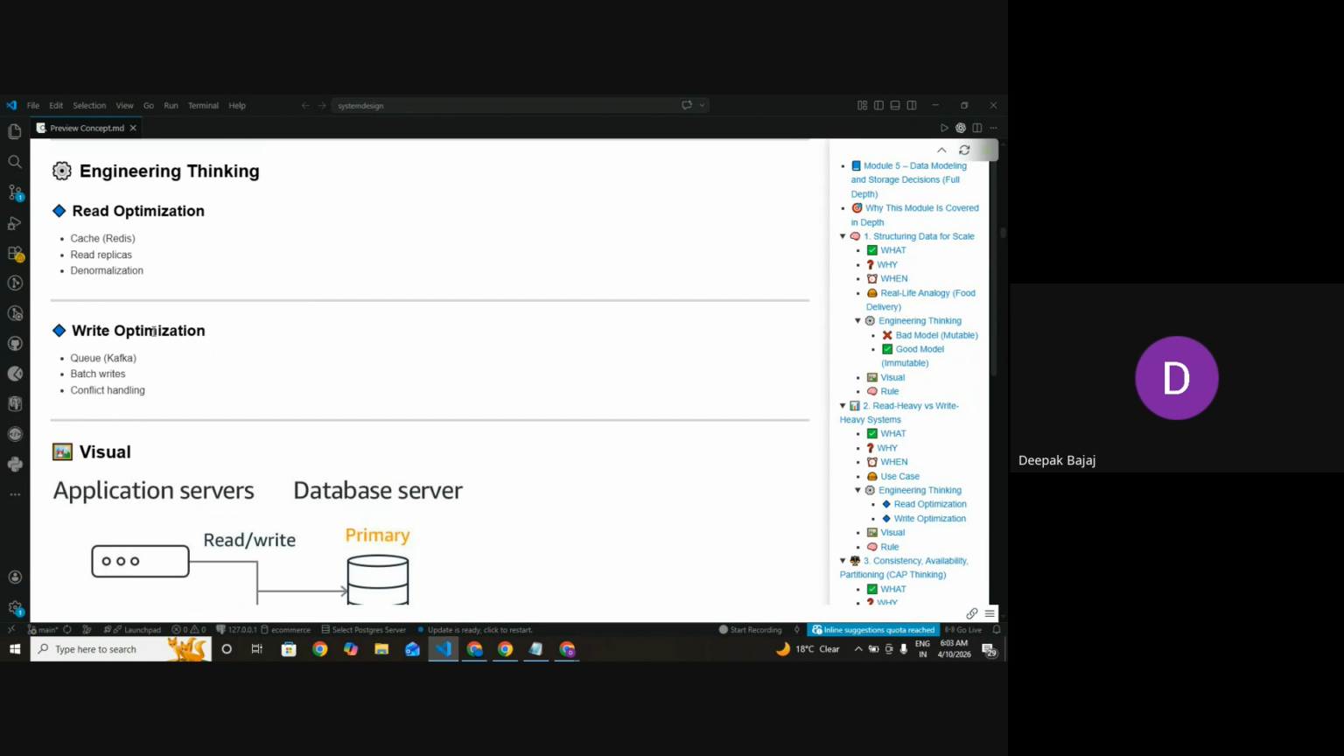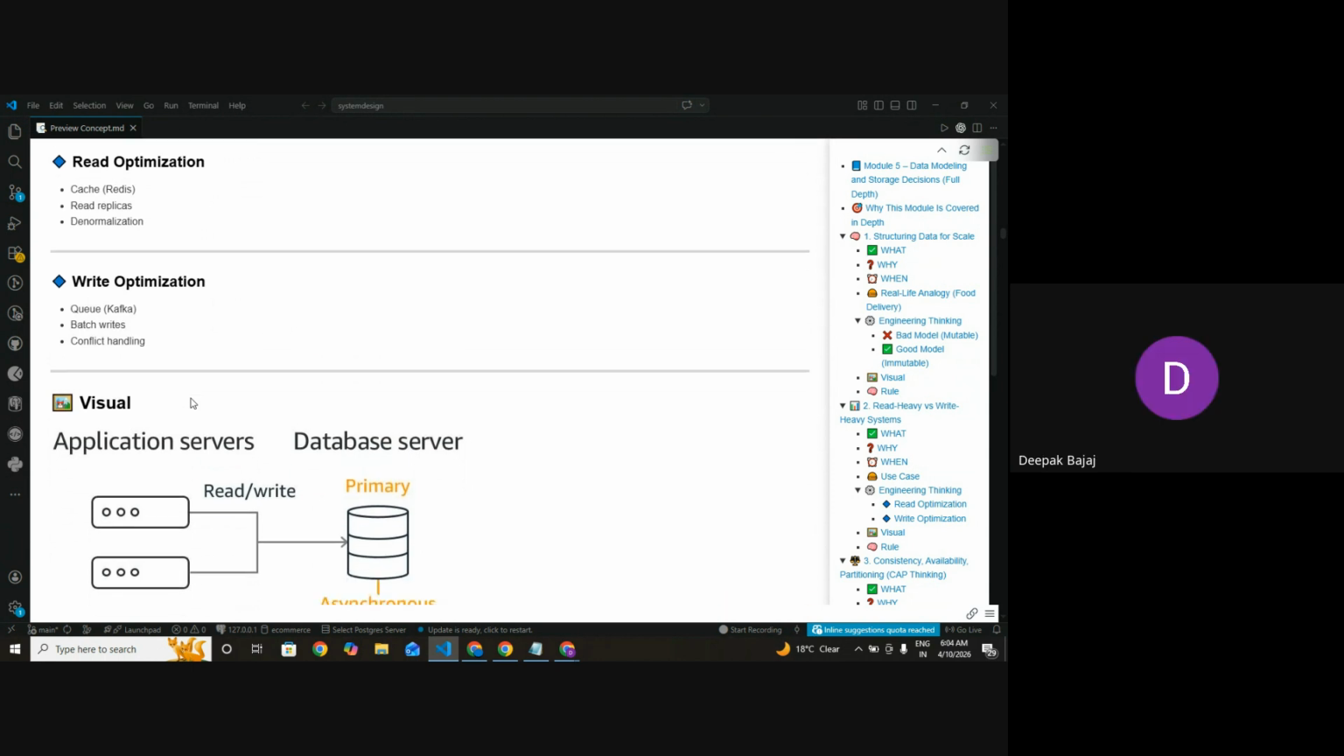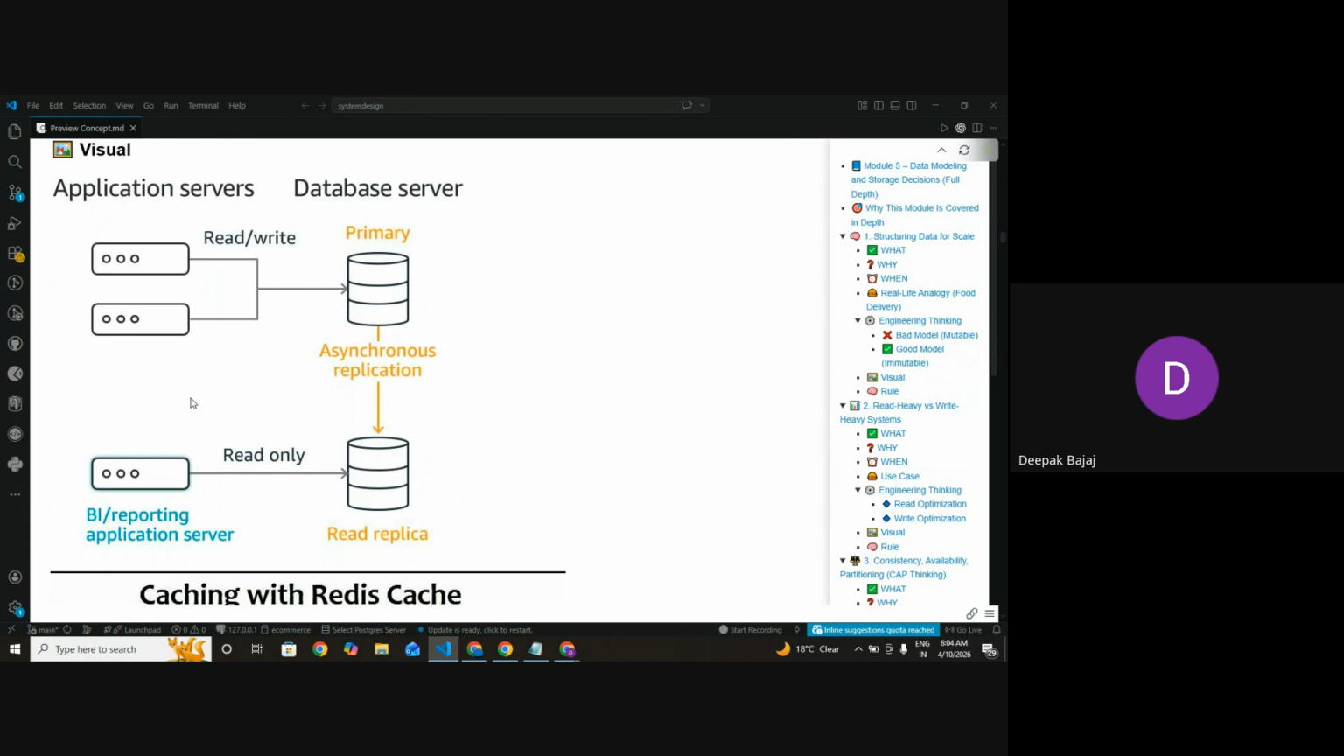And write optimization: queue, Kafka, batch writes, conflict handling. Now this is a visual. The application server does read and write on the primary with synchronous replication, and there is a read replica, read only, used by the reporting application server. This is the primary, which handles read and write, and this is the read replica.